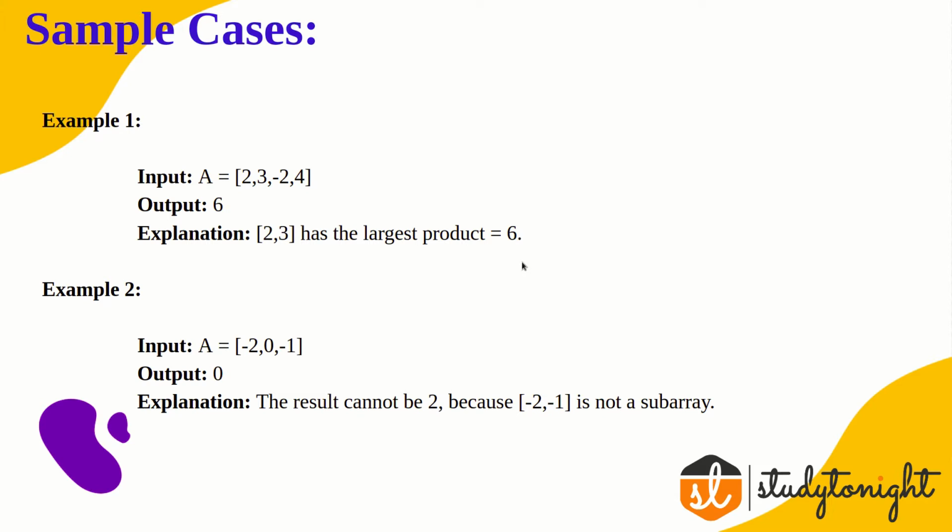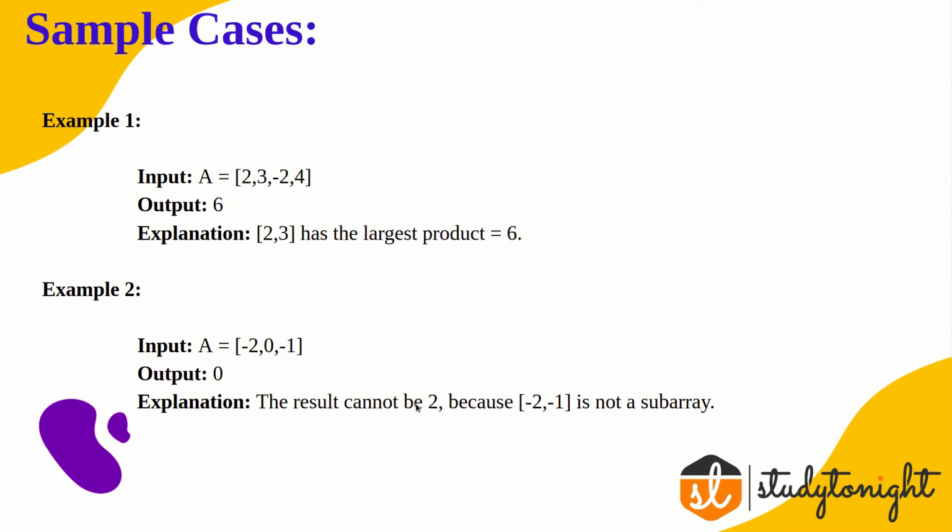Okay, so now let's discuss another problem. Suppose the input array is minus 2, 0, minus 1. Let's check the subarrays with a single element: minus 2, 0, minus 1. The answer would be 0 with the single elements. Let's check subarrays with two elements: minus 2 into 0, and 0 into minus 1, again 0. And finally the subarray with length 3, again 0. So finally if we check the largest one, it would be 0.